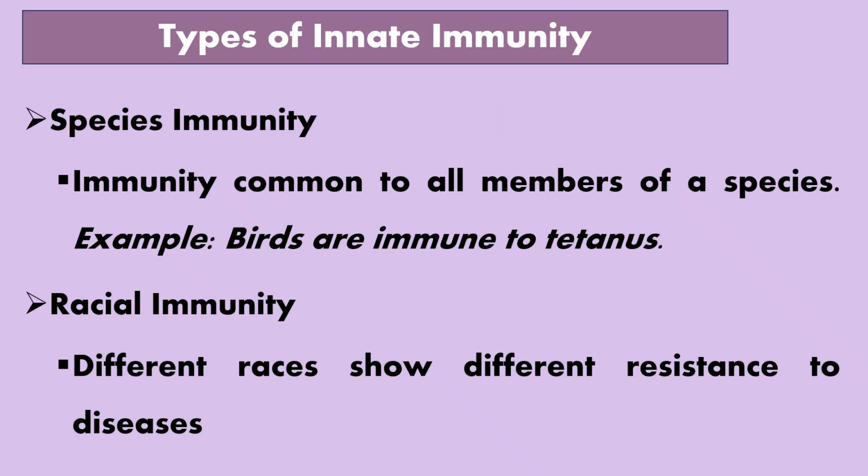Types of innate immunity. There are three types of innate immunity. One is species immunity, which is common to all members of a species. For example, birds are immune to tetanus infection. And the second one is racial immunity, where different races show different resistance to diseases.